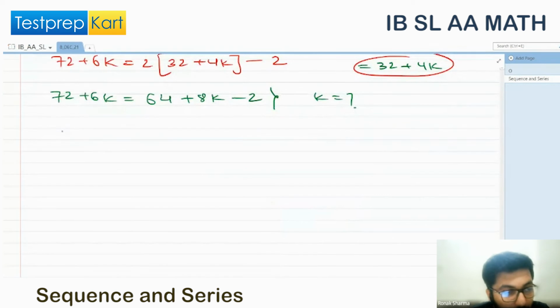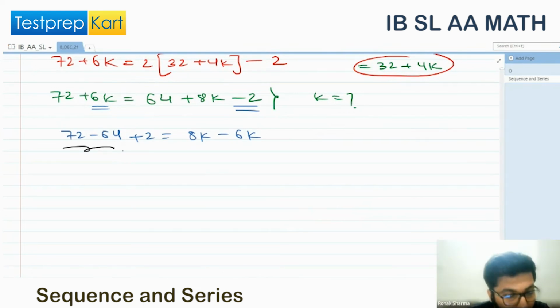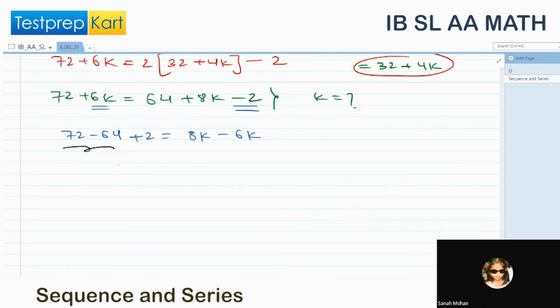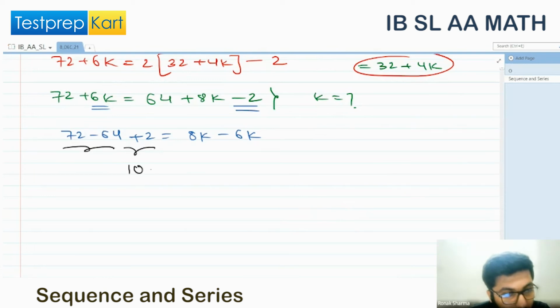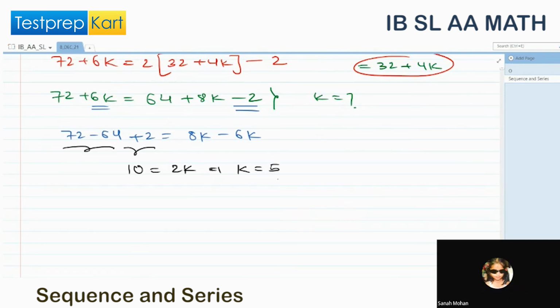72 minus 64. And let us bring this minus 2 here also. This will become plus 2. And 6k will come here, so minus 6k, right? 72 minus 64, that will be 8. 8 plus 2, 10, equals 2k. So k is 5. Okay.